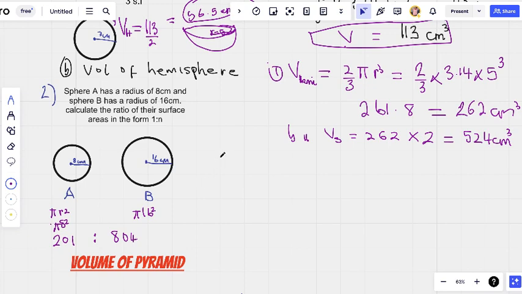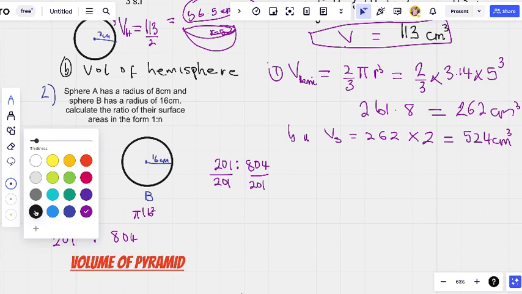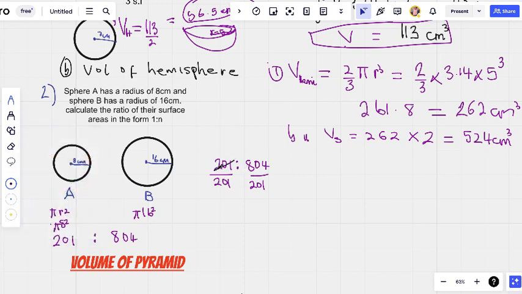So what we do, you write 201 ratio 804. So what you do, you divide here by 201 in order to get ratio 1, right? You divide here by 201, and then you divide the right side by the same 201. You divide both sides, you know why? Because we want to reduce this one to ratio 1. So 201 divided by 201, you get 1.